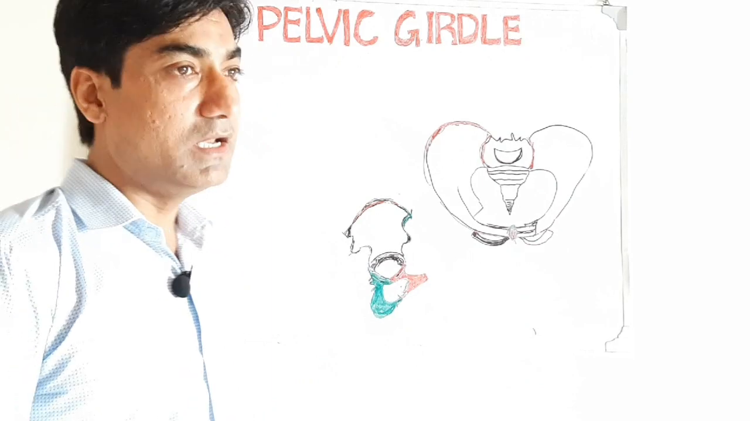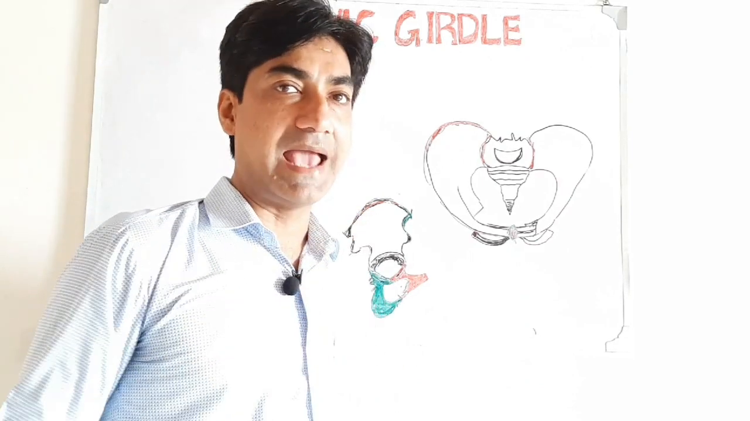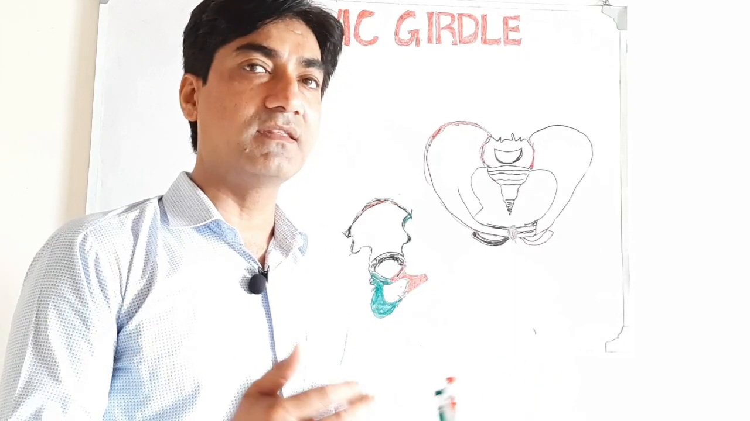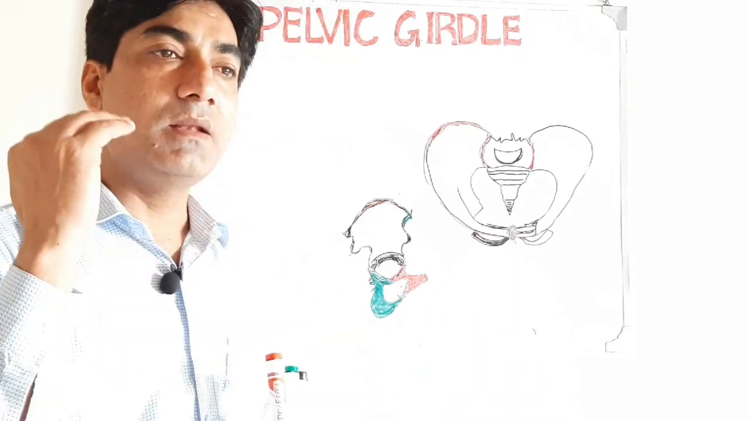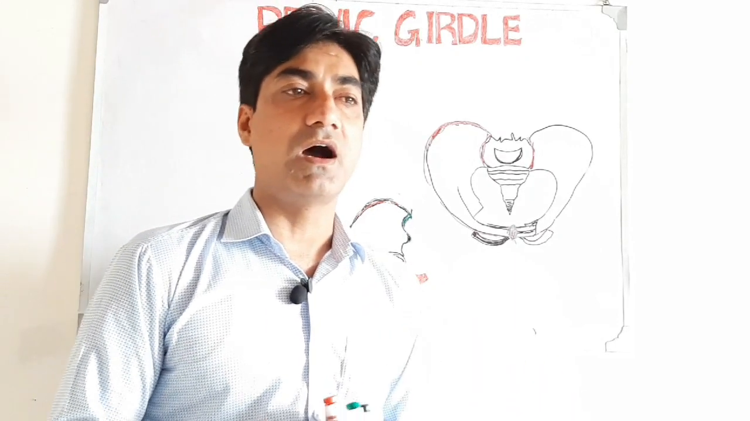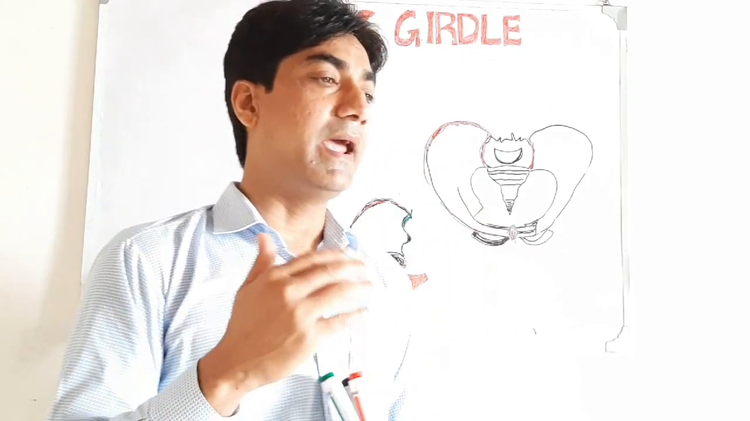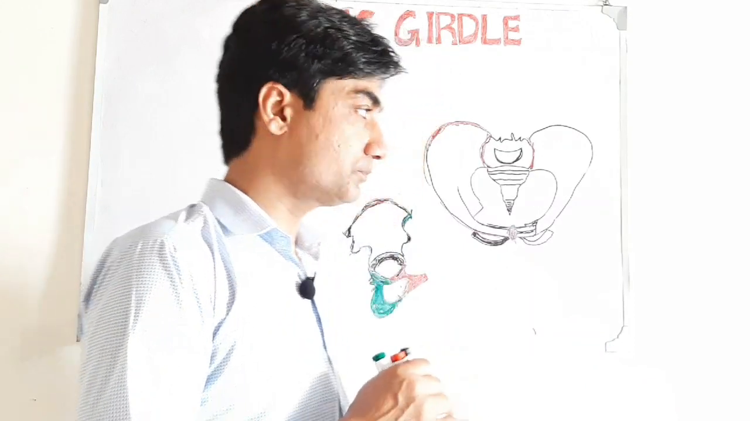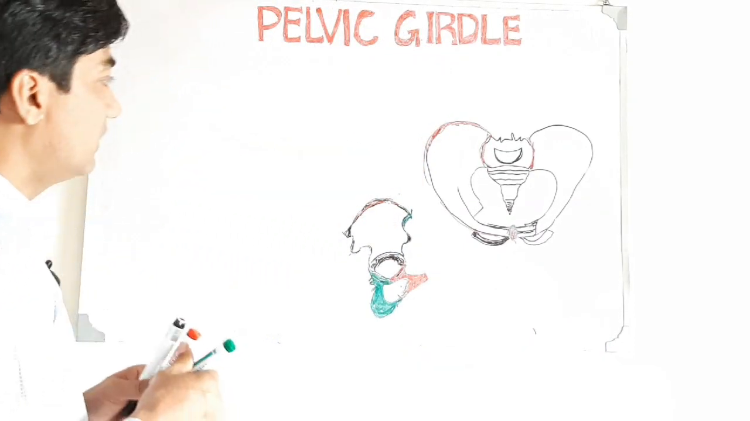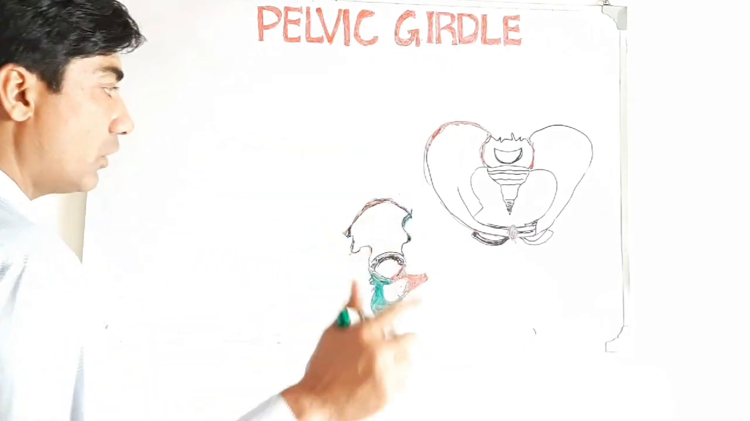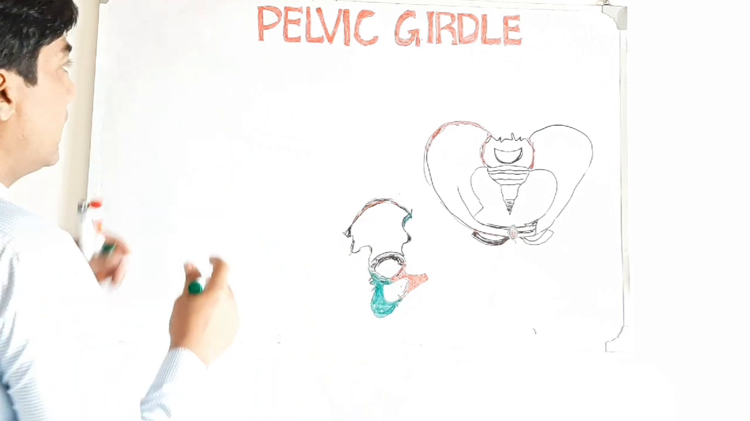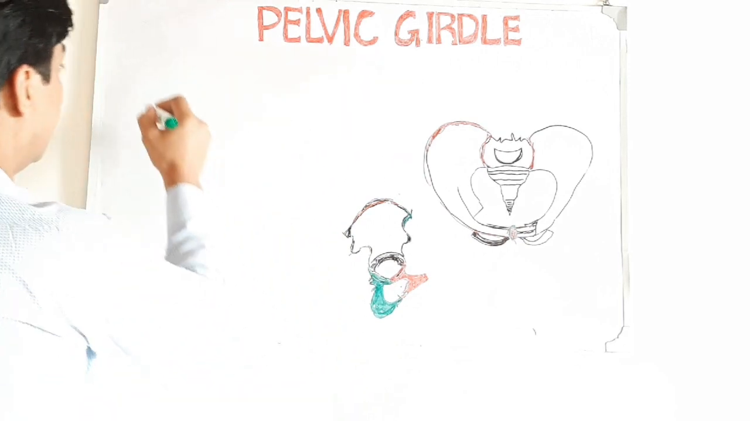The pelvic girdle basically supports the trunk on the legs and also protects the internal pelvic organs, that is, the lower colon, urinary bladder and reproductive organs. So we will just discuss the os coxae. Four bones are formed and make the pelvic girdle.